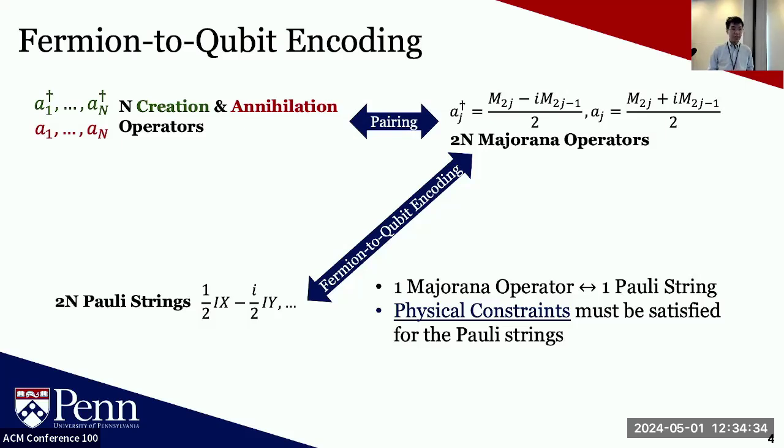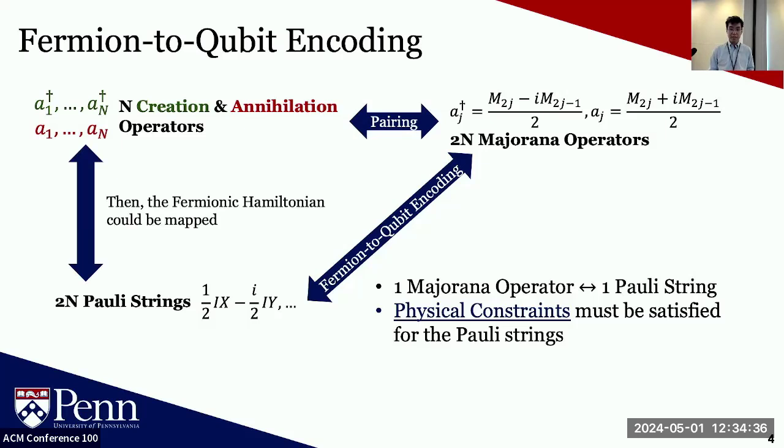So with fermion to qubit encoding, now we have a path to walk from the creation and annihilation operators to the Pauli strings. And by that, we could map the Hamiltonian of the fermionic systems to the Hamiltonian of the qubit system.